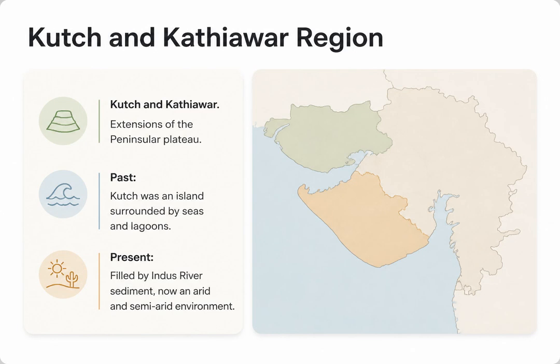Starting our journey down the West Coast, we first hit the Kutch and Kathiawar region in Gujarat. Geologically, these flat terrains are actually extensions of the peninsular plateau. In the distant past, the Kutch Peninsula was an island surrounded by seas and lagoons. Over time, massive amounts of sediment brought down by the Indus River filled these water bodies. Today, due to a lack of recent rainfall, it has transformed into a harsh, arid, and semi-arid landscape.